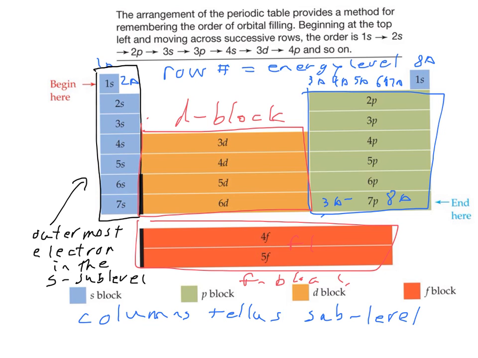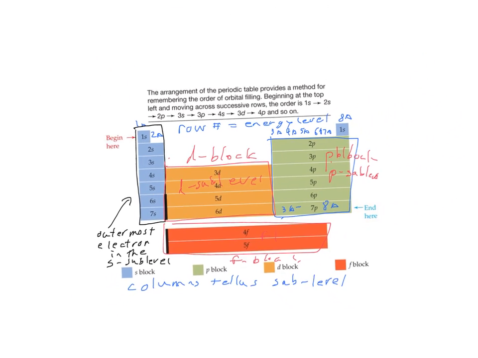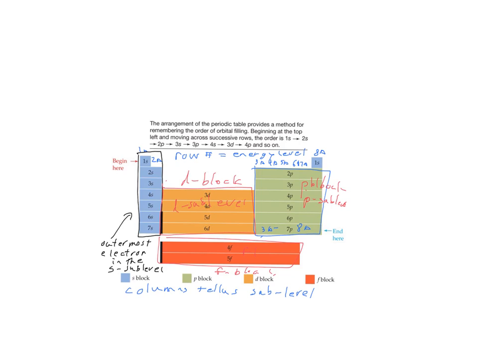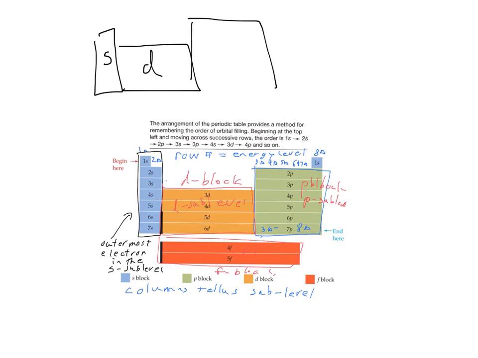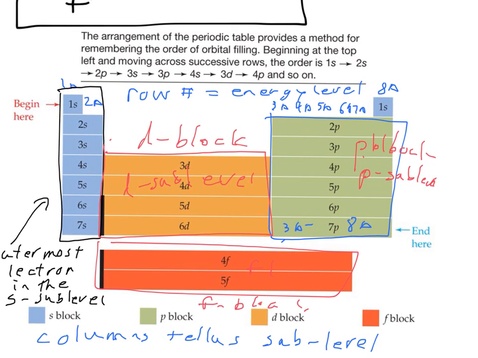All the elements in the P block have their outermost electrons in the P sublevel. All the elements here have their outermost electrons in the D sublevel. All the elements over here have their outermost electrons in the F sublevels. So you need to have in your mind, when you look at the periodic table, that the periodic table is really S, D, P, and F.